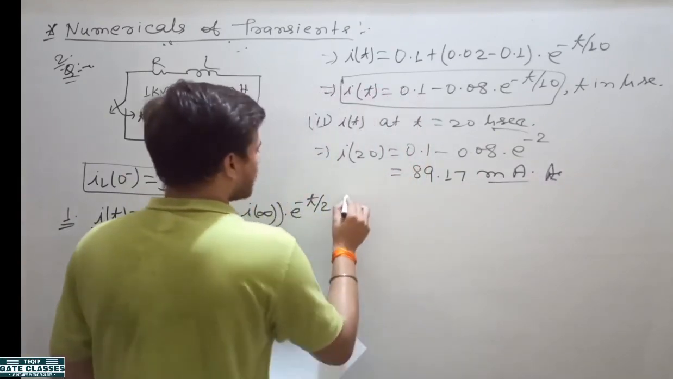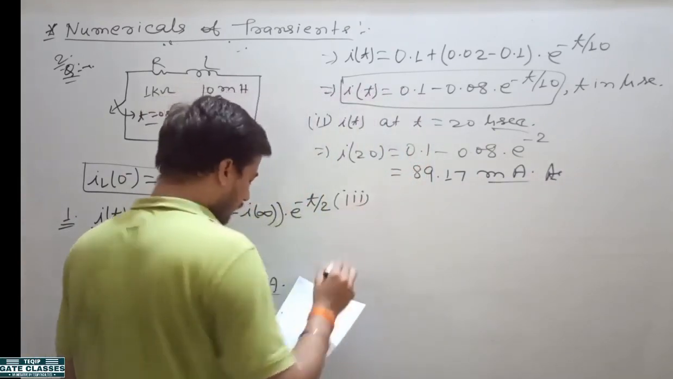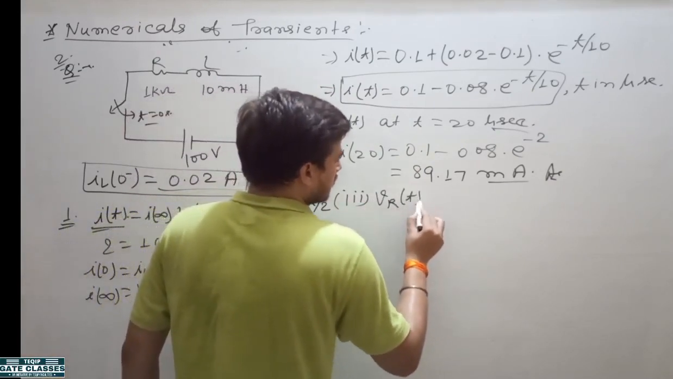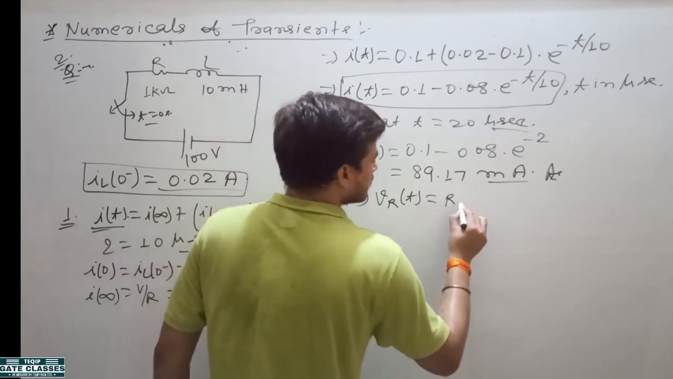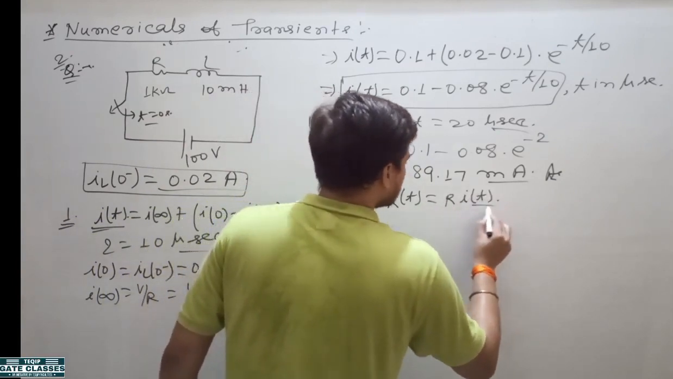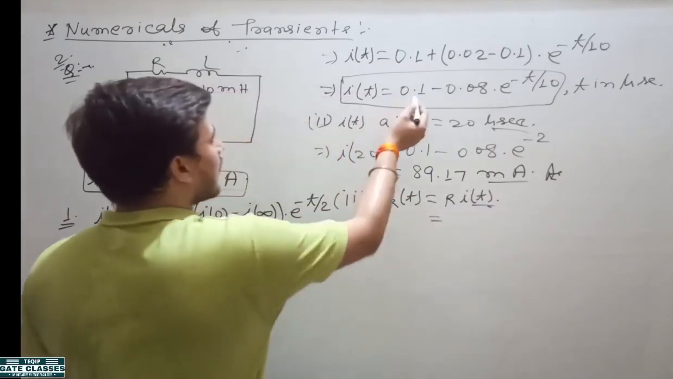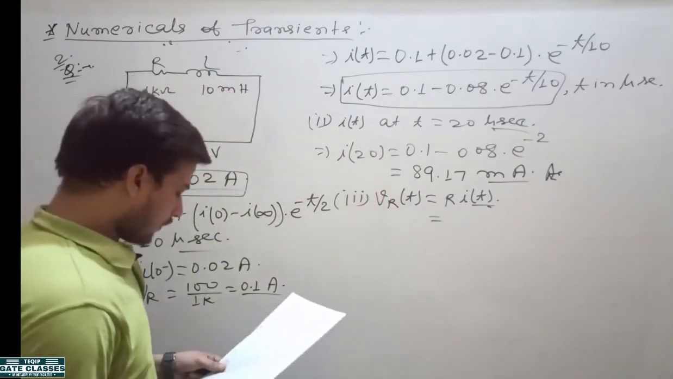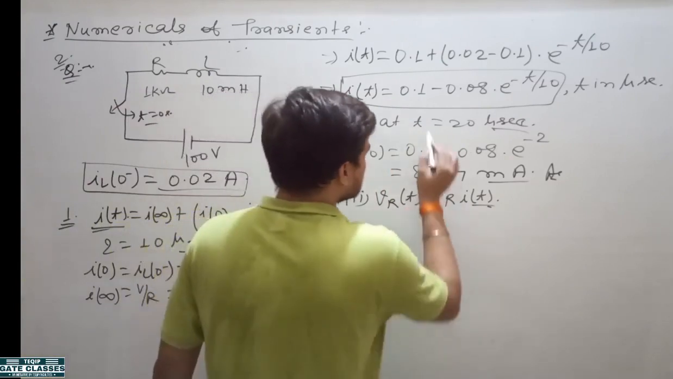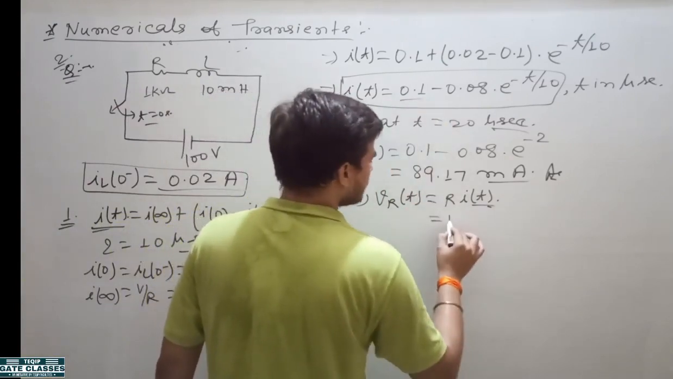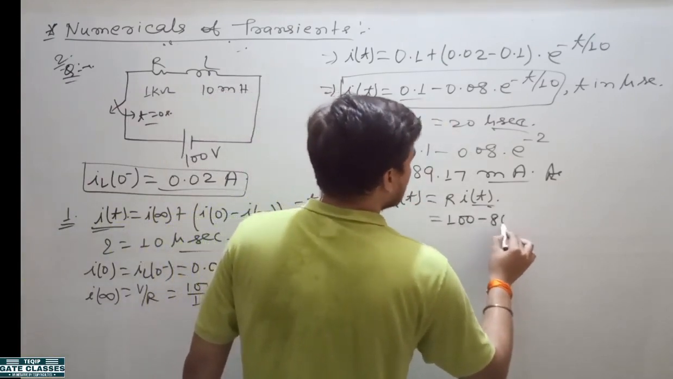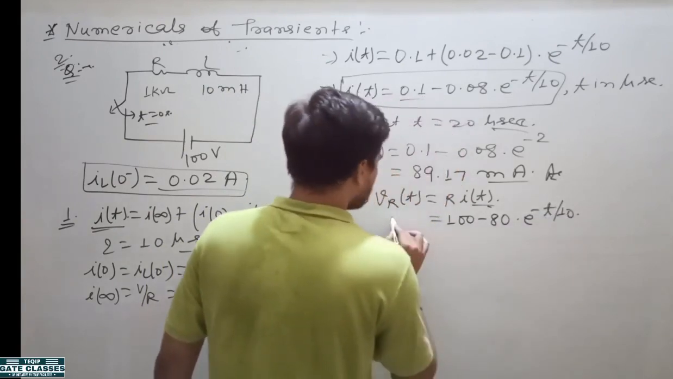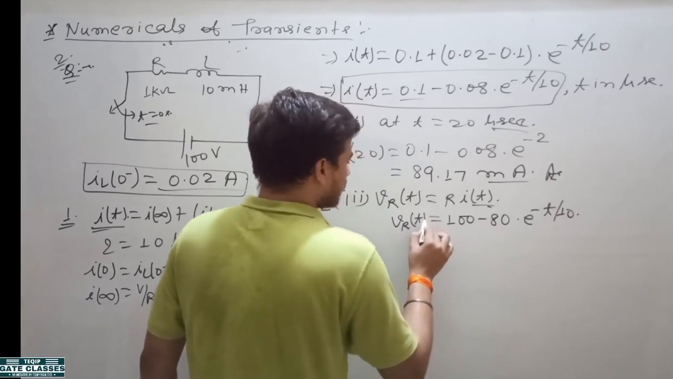Come to the third question. In the third question you have to write the voltage expression for voltage across the resistor. Here it is R into I(t). Resistance is 1 kilo ohm, so if you multiply by 1000, here it will be 100 minus 80 into e to the power minus t by 10. So this is the expression for voltage across the resistor.